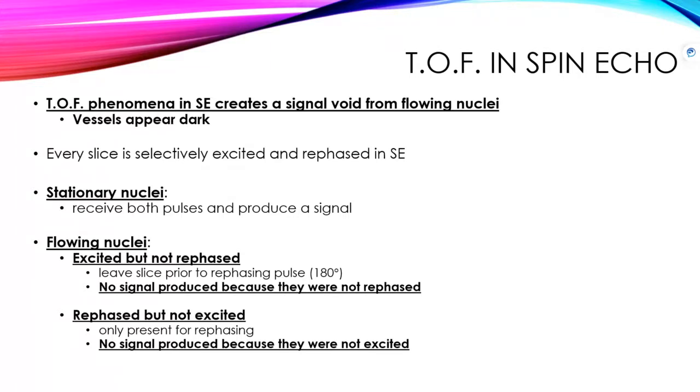Do you guys remember what happens if the first pulse that the spin receives is a 180-degree pulse? What is actually happening to that spin? Think back on our types of pulse sequences.